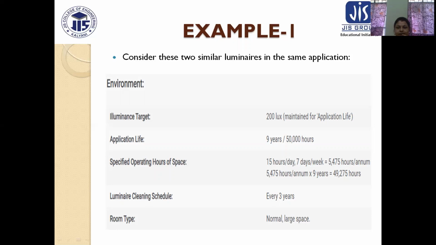7 days per week equals 5475 hours per annum, and 5475 hours per annum times 9 years is equal to 49,275 hours. The luminaire cleaning schedule is every 3 years, and the room type is a normal large space. Okay.